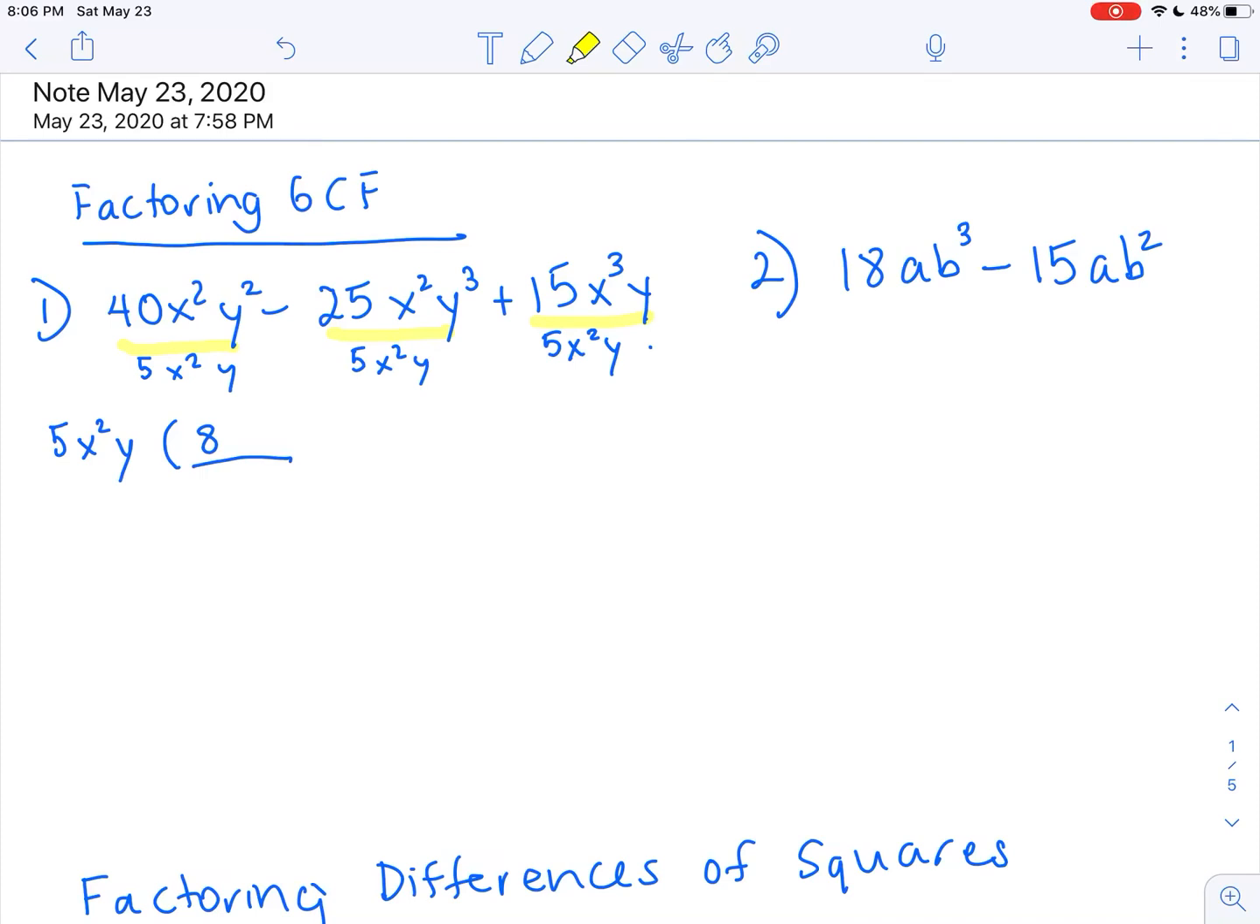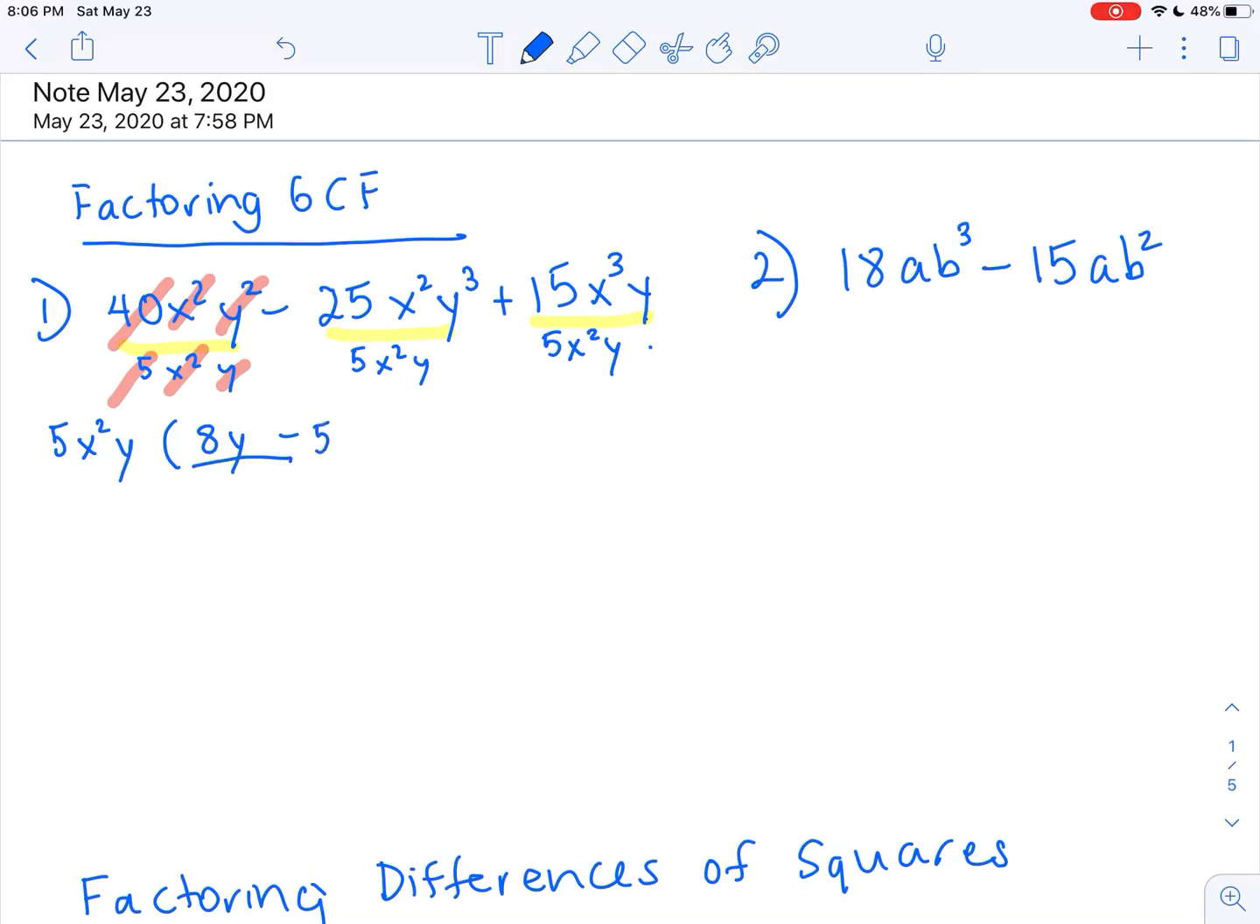So 40 divided by 5 is 8. And I'll show you as I'm doing it. 40 divided by 5 is 8. x squared divided by x squared is 1. And then y goes into y squared y times. So there's a y left over. And then we continue on.